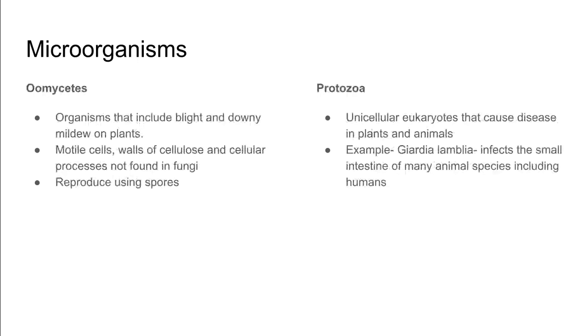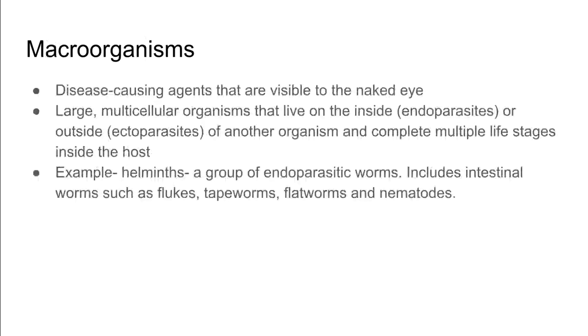We then have oomycetes and protozoa. The oomycetes are organisms that include blight and downy mildew on plants. These are motile cells, which means they're mobile. The walls are made of cellulose, and they have cellular processes that are not found in fungi. And then we have protozoa, which are unicellular eukaryotes that cause diseases in plants and animals. Giardia is an example of a protozoa that causes infection.